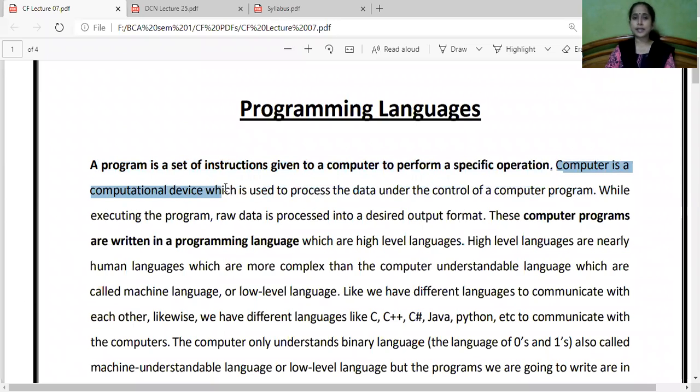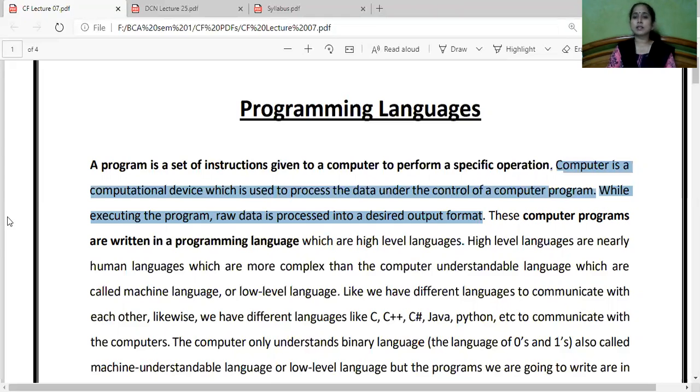A computer is a computational device which is used to process data under the control of a computer program. Now, while executing any program, the raw data is processed into the desired output format. That is, whatever input you give from the keyboard or any input device, the CPU processes that input and generates output. This output is displayed on the monitor usually, or you can have it saved into storage devices like a hard disk or a pen drive. To have a hard copy output, you can send that output to the printer and get a printout. So this is the basic working of any computer.